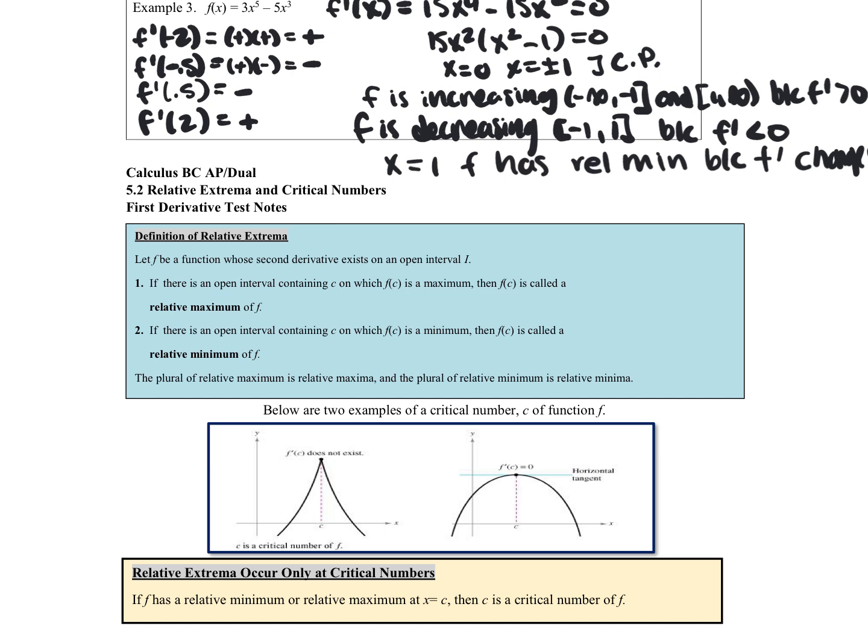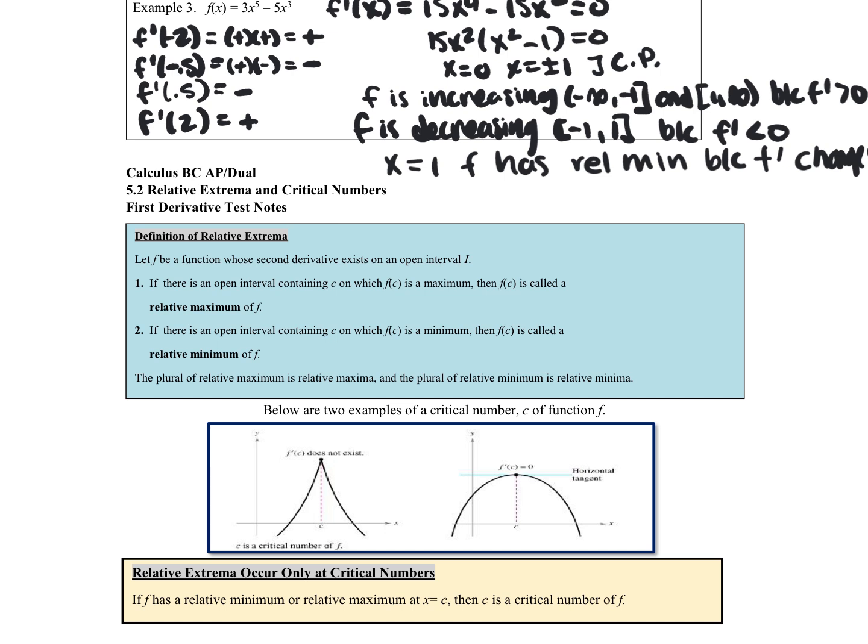How do we know if something has a maximum? We're going from increasing to decreasing, so now f prime is going to change from what? Positive to negative. Where did we change from increasing to decreasing? At negative 1, right? Positive to negative.